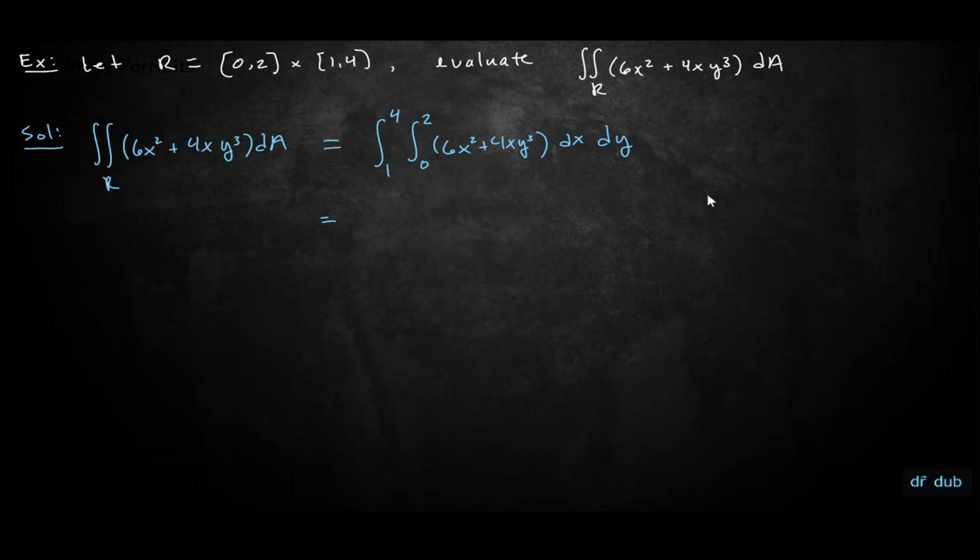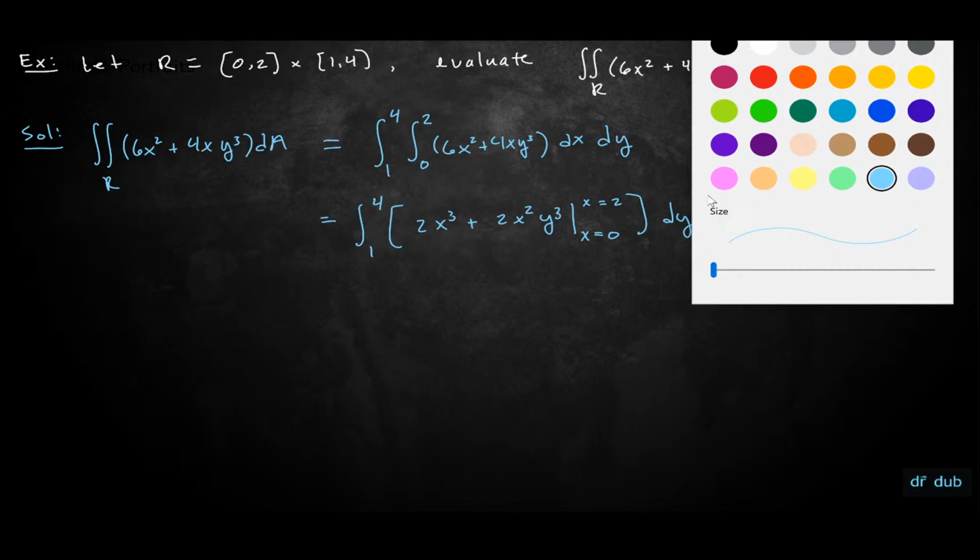Now, integrate from 1 to 4. If I have 6x squared and I want to integrate that with respect to x, I would do 6 over 3 x cubed, which is 2x cubed, plus 4 over 2 x squared y cubed. So that's 2x squared y cubed, because I treat y like it's a constant, evaluated from x equals 0 to x equals 2, dy.